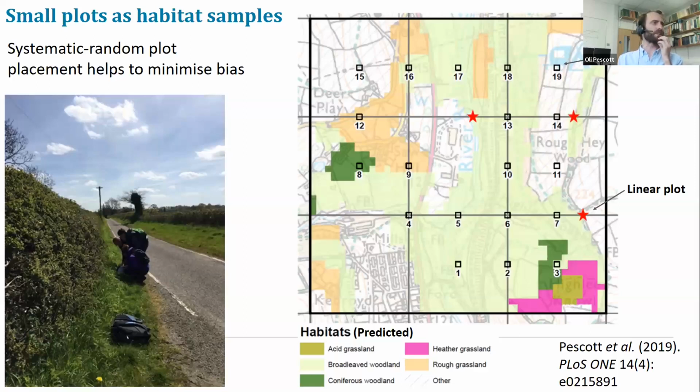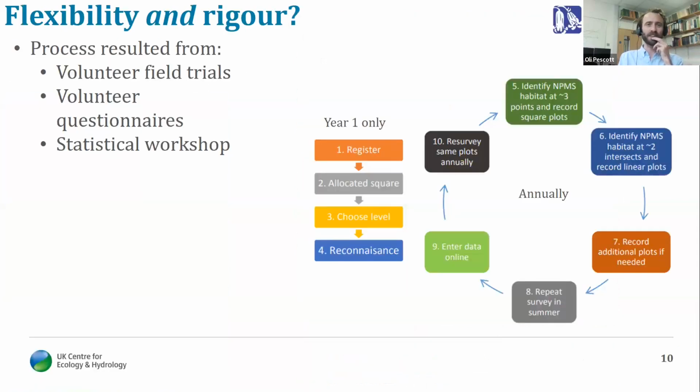And some of this you'll know, so I won't spend too long on it, but we have this structure at the small scale where there's a systematic random grid to try and minimize plot placement bias, so people aren't only picking the very best bits of habitat or the nature reserves or whatever it might be. And we provide information such as these grids and the lines to help people to select those square plots or the linear plots, and some background habitat information that may or may not be correct, depending on where you are and how easily discernible the habitat is from satellite information.